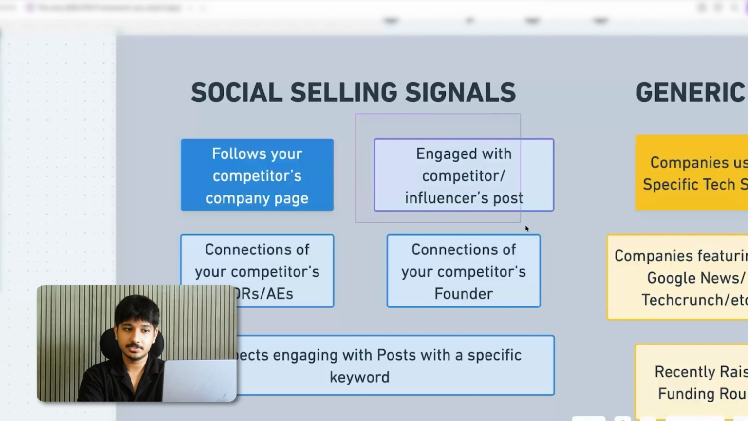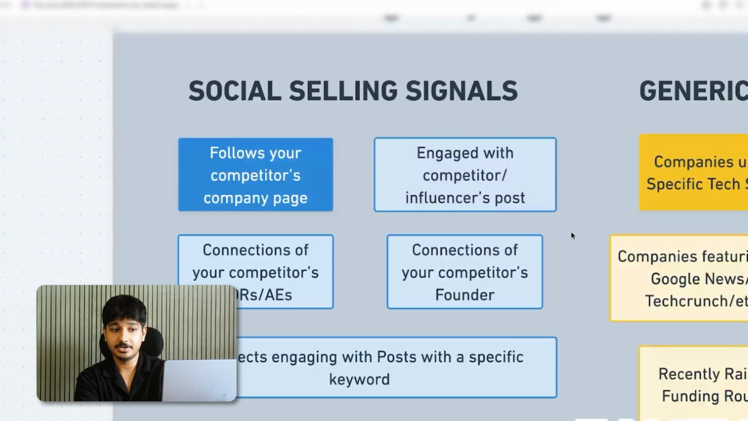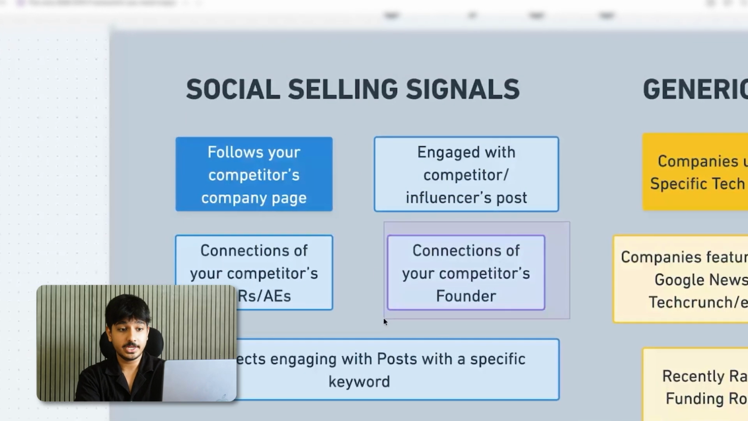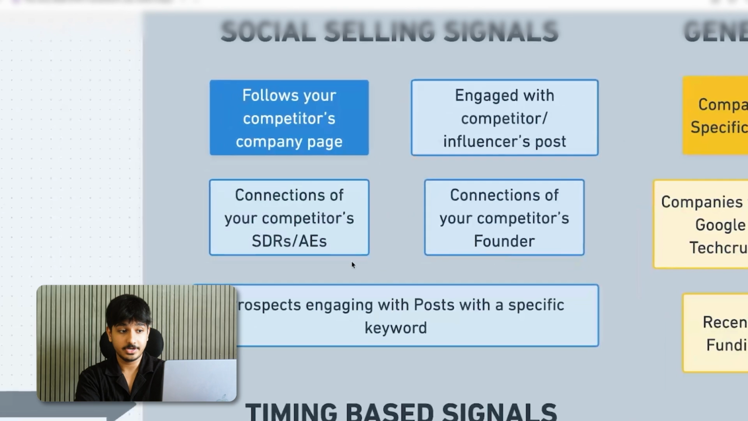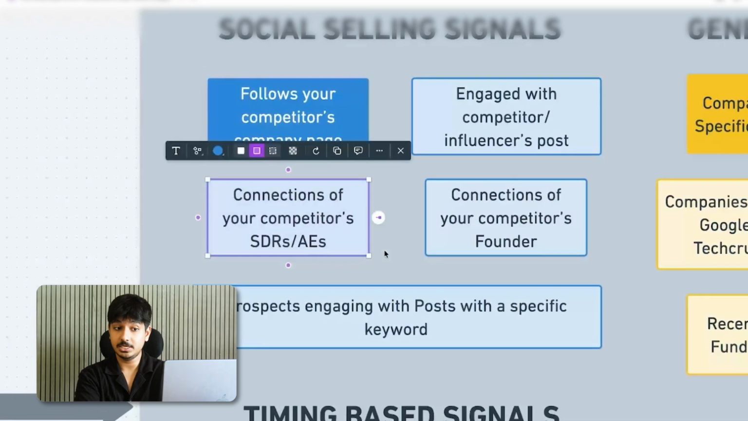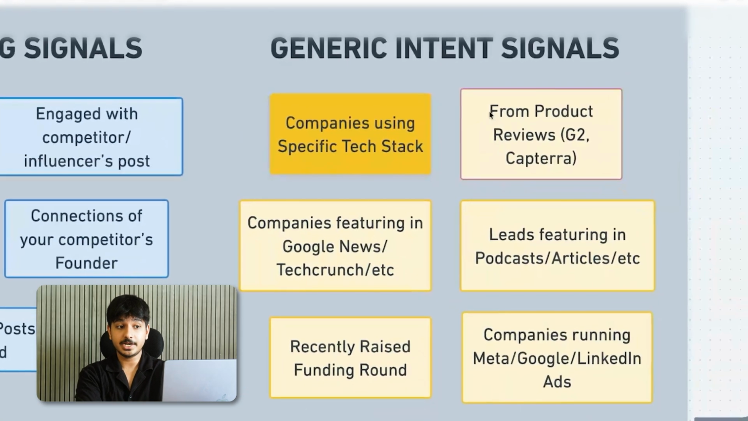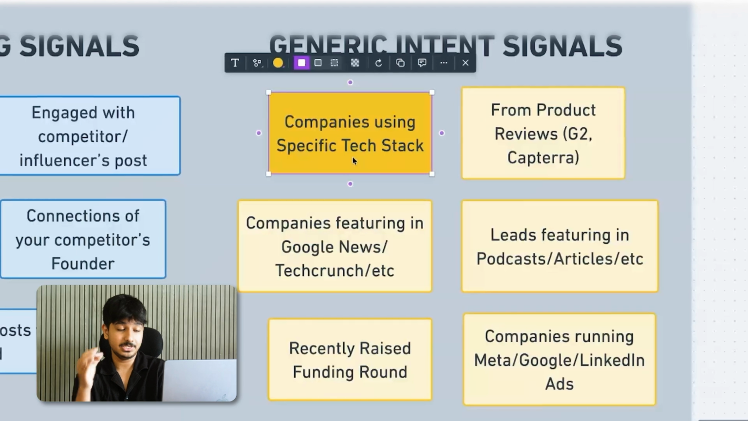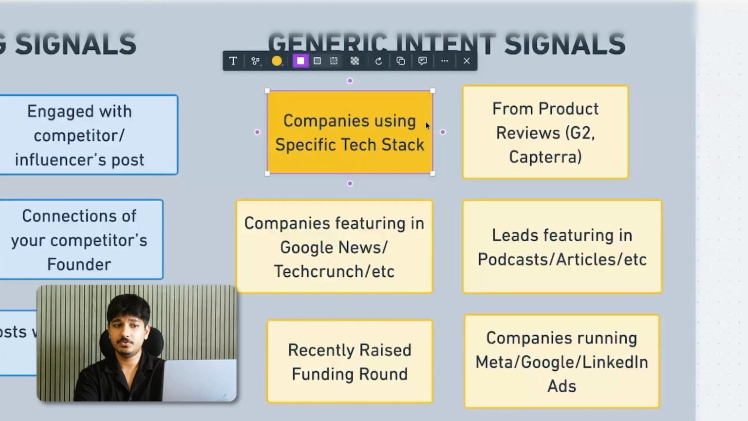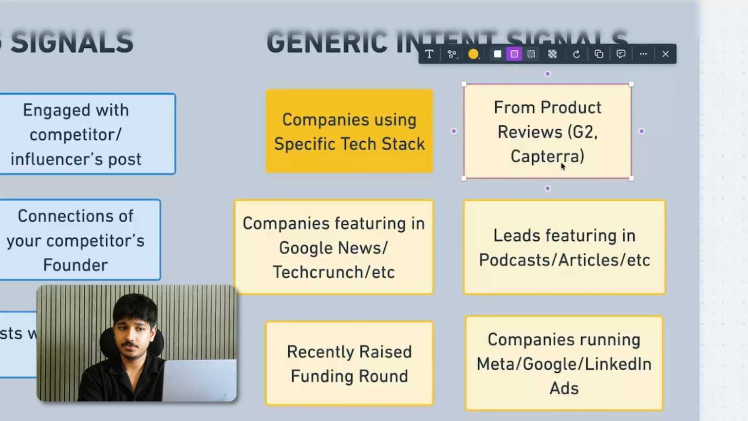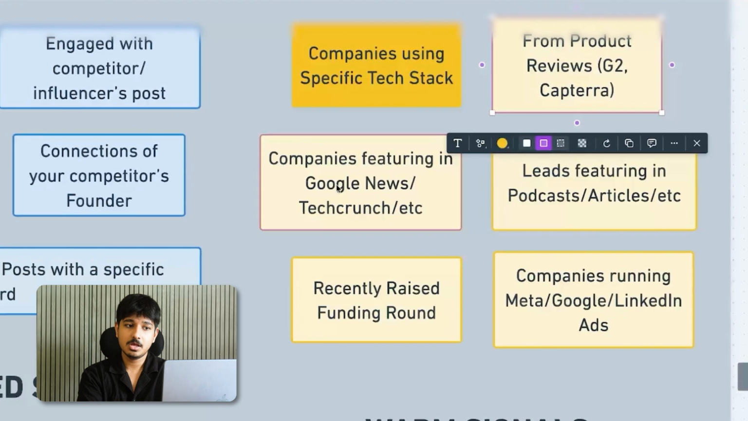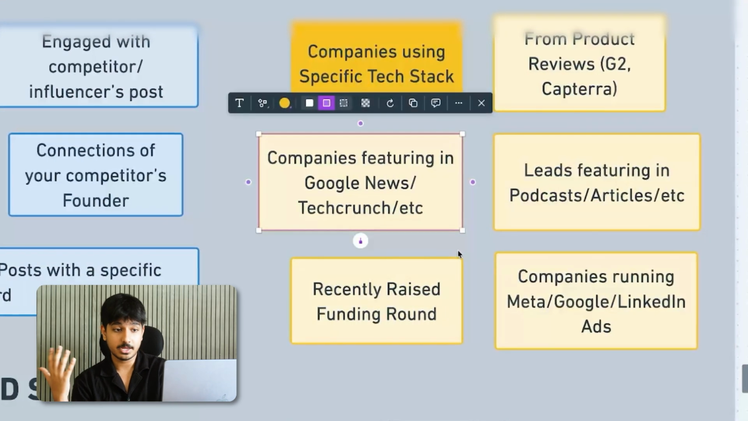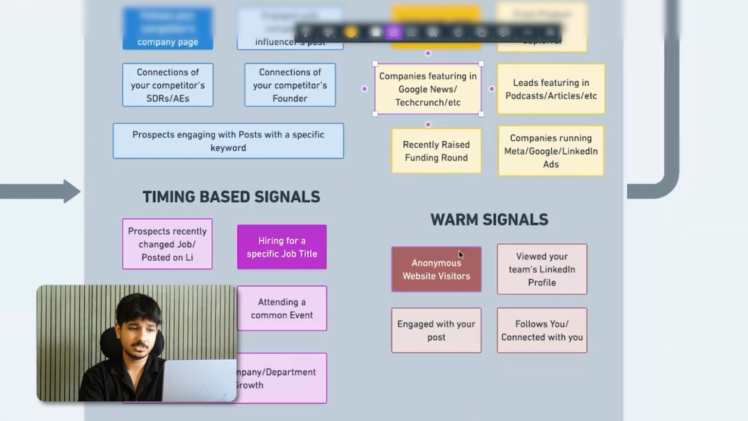Then there are other signals like people who are engaging with your competitors' influencers' posts, or connections of your competitors' founders, or connections of your competitors' SDRs or AEs. There are some generic intent signals as well. For example, companies using a specific tech stack, or you can scrape companies from product reviews like G2 or Capterra, companies featuring in Google News, TechCrunch, etc. There are thousands of signals that you can use, that we personally set up for our clients.